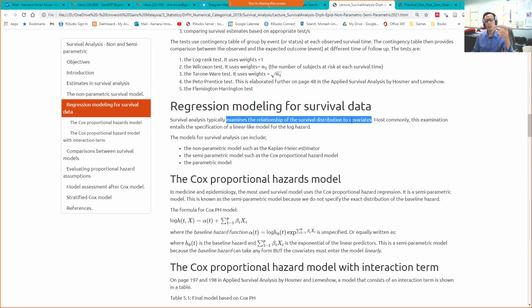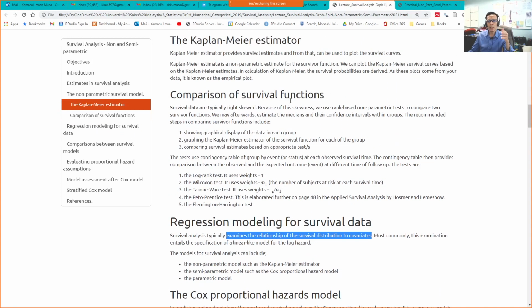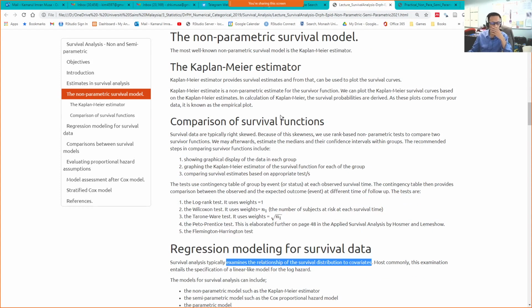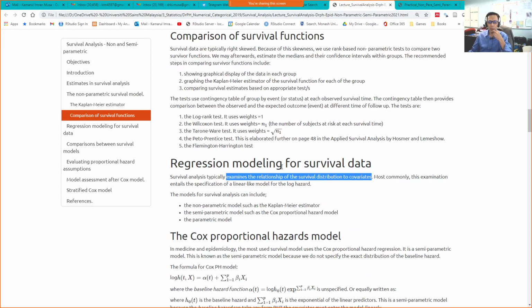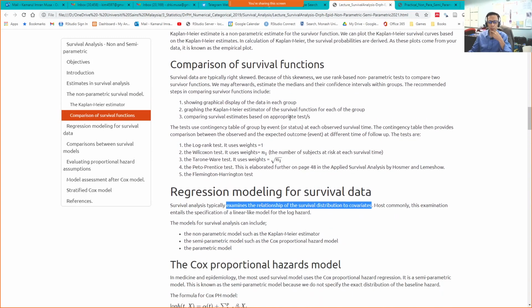Okay, if we have sex, income, chemotherapy status, marital status, for example, then we can look at the relationship between these covariates with the survival distributions. In Kaplan-Meier, we can't do that. We can, but not that flexible. Okay, not that flexible. So it has limited use, Kaplan-Meier.